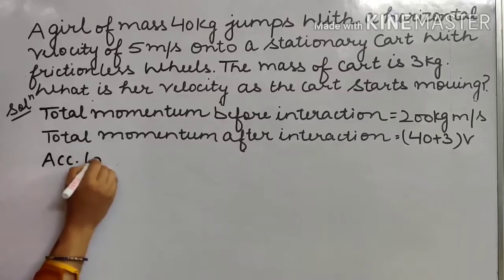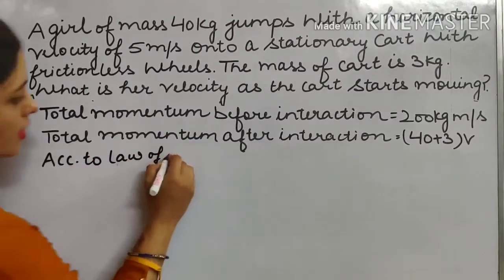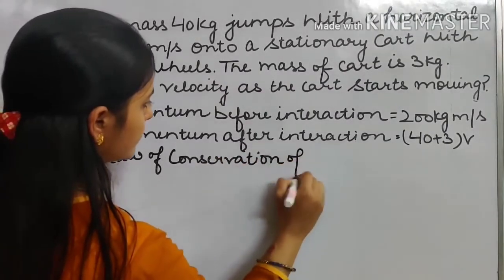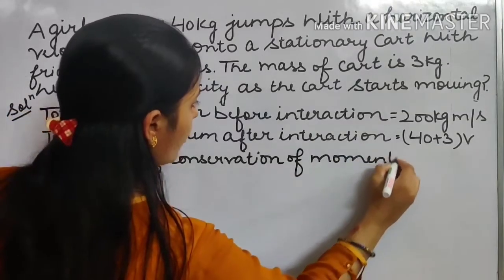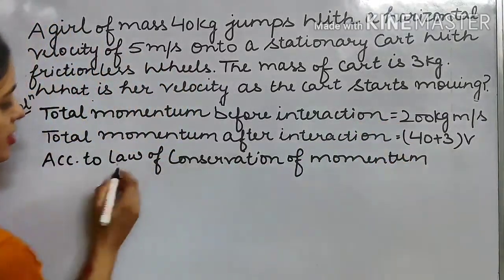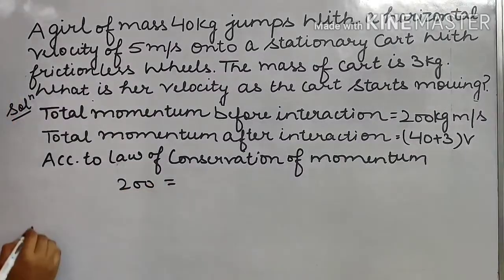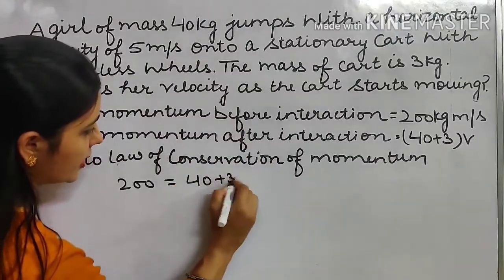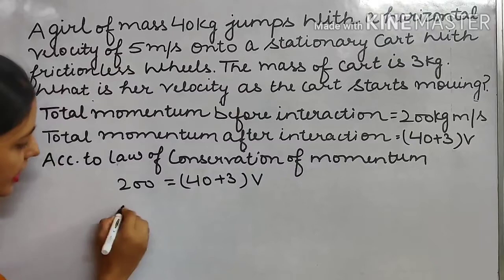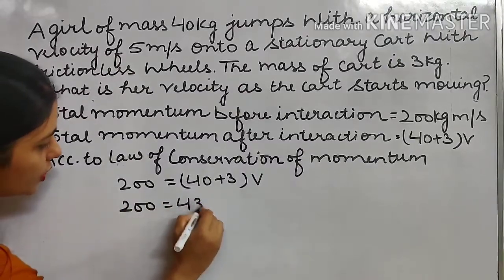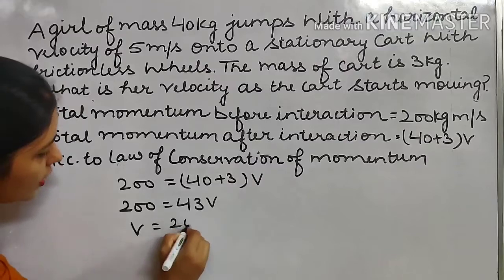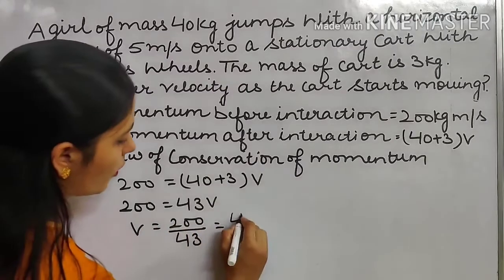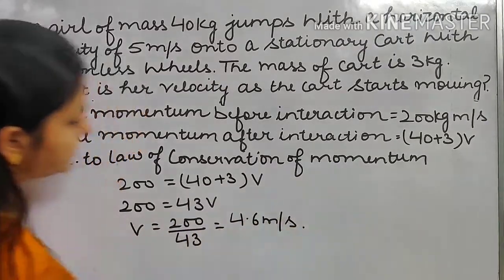According to law of conservation of momentum, total momentum before interaction, that is 200, is equal to total momentum after interaction, that is 40 plus 3 multiplied by V. We get 200 is equal to 43V, and V is 200 divided by 43, and it will be approx 4.6 meters per second.